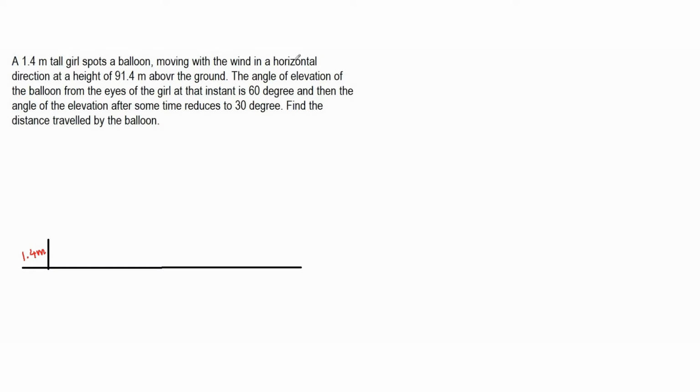She spots a balloon moving with the wind in a horizontal direction at a height of 91.4 meters above the ground. So the balloon is somewhere over here. It is at an altitude of 91.4 meters. That is also given to me. So this is 91.4 meters. And the angle of elevation of the balloon from the eyes of the girl at that instant is 60 degrees. So that means from the eyes of the girl to the balloon, the angle of elevation is 60 degrees.